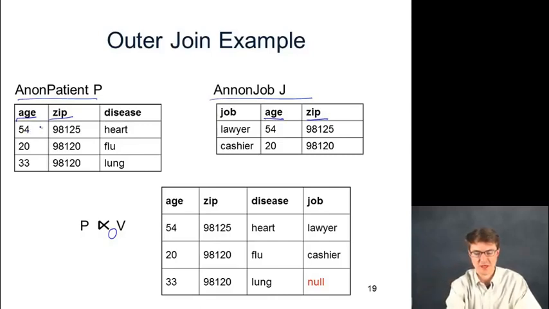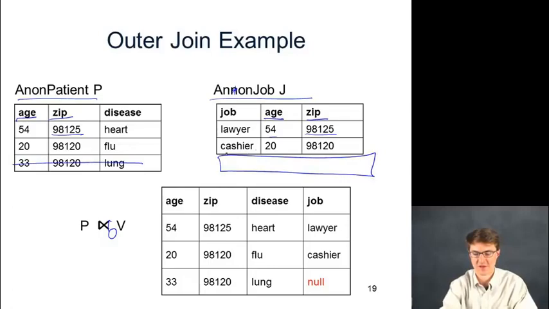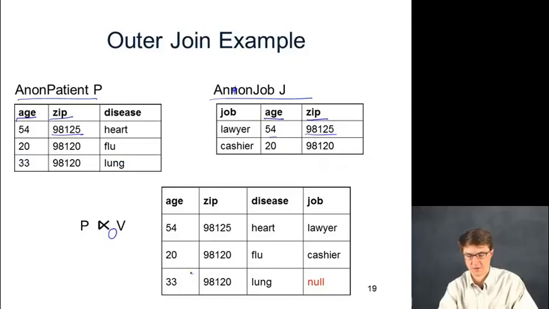For every tuple in P, find me a corresponding tuple in anonymous job J, where age equals 54 and zip equals 98125. Okay. So if we had just done a join, then this tuple would be removed from the output because it has no corresponding tuple on this side. There is no 33, 98120. But because we did an outer join, we do include the tuple and we pad it with a null here.